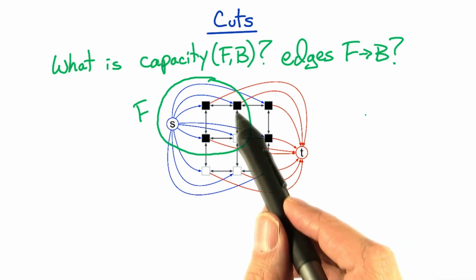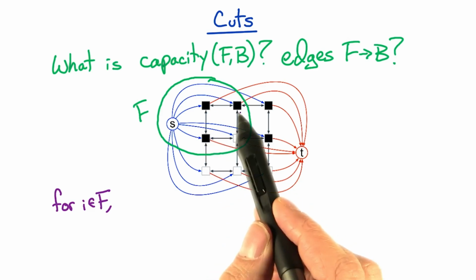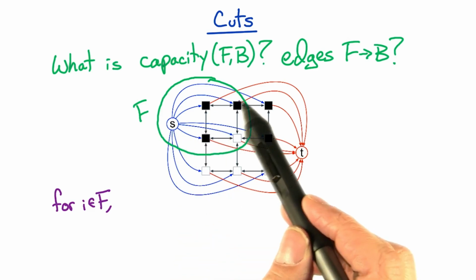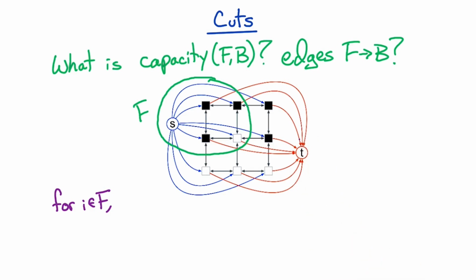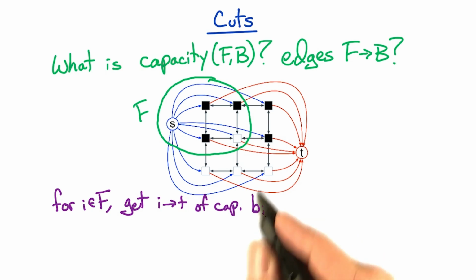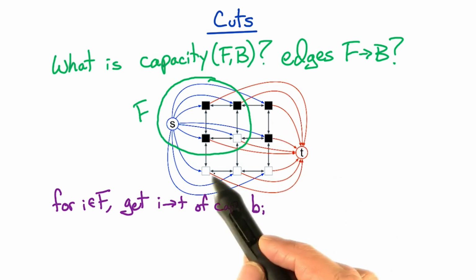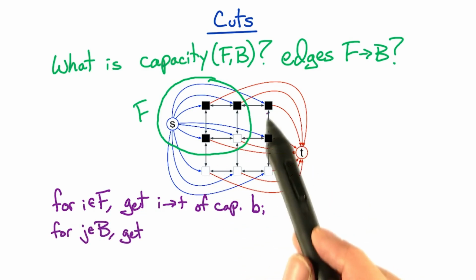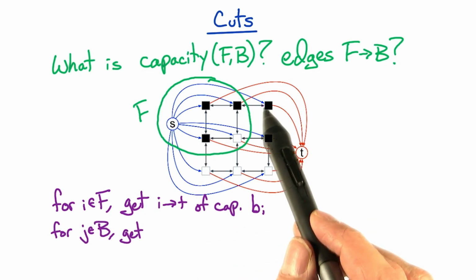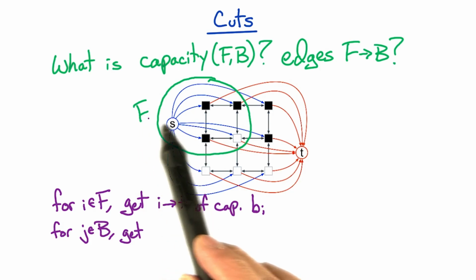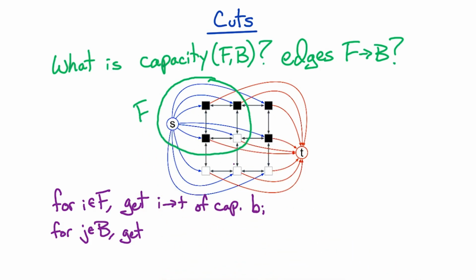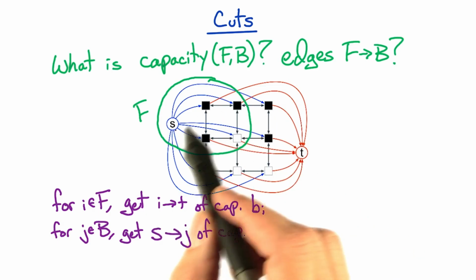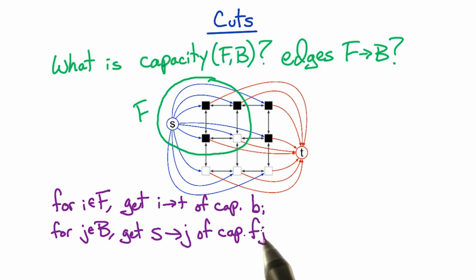Now which edges cross from F to B? Consider one of these 4 pixels in the foreground. Notice its edge to T crosses this cut. So we get this edge from I to T, and what's the capacity of this edge? It's BI. That was our definition of this flow network. Similarly, look at these pixels assigned to the background. For each of these 5 pixels, we get the edge from S to that pixel. And that edge from S originates in F and ends in B. So it crosses this cut from F to B. And what's the capacity of this edge from S to this pixel? That was defined to be Fj.